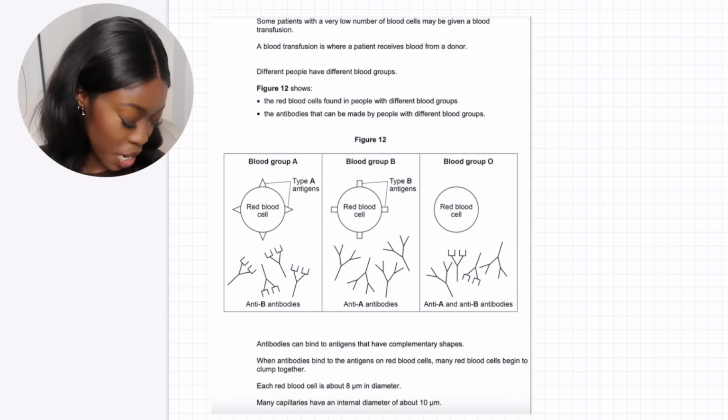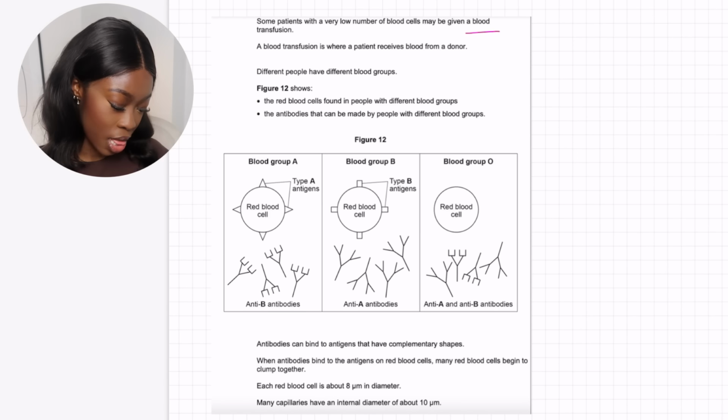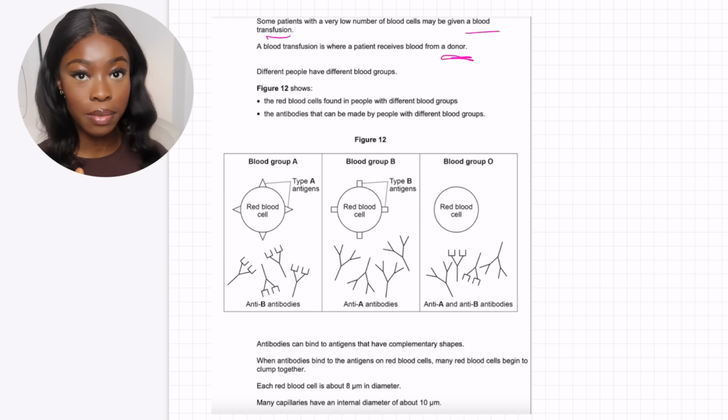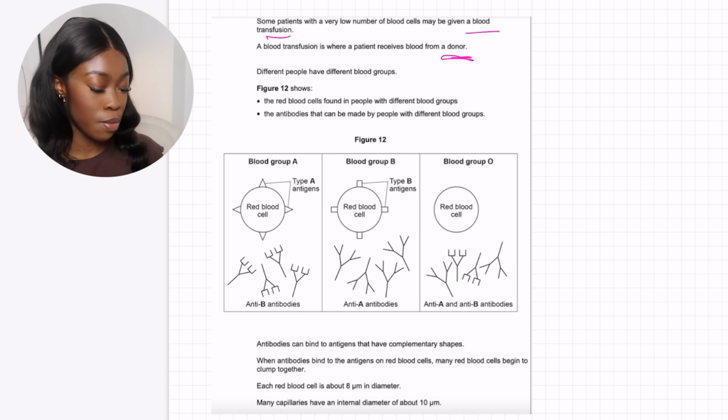So now let's go to part 2 of this question. This question basically talks about how these people can get a blood transfusion, and this is when a patient receives blood from a donor, and that's really important, a donor. Different people have different blood groups. So this figure basically shows red blood cells found in people in different blood groups and the antibodies that can be made by these people.